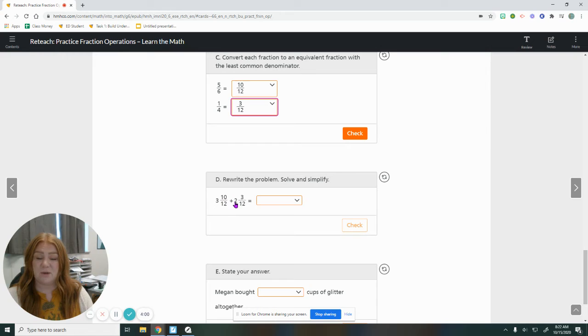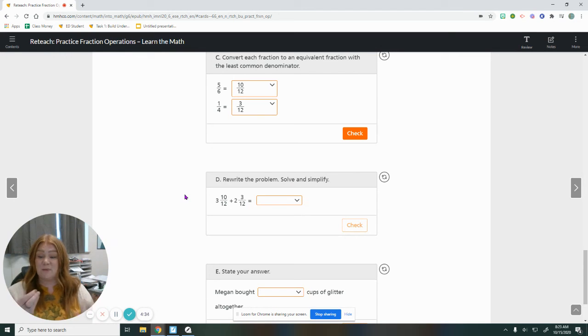So 3 plus 2 is 5, and 10 plus 3 is 13. So I'm hearing that we have 5 whole pieces and 13 out of 12. Well, 13 out of 12 is an improper fraction. That means we have another piece. So 12 goes into 13 one whole time. And then to get from 12 to 13, there's one piece left out of 12.